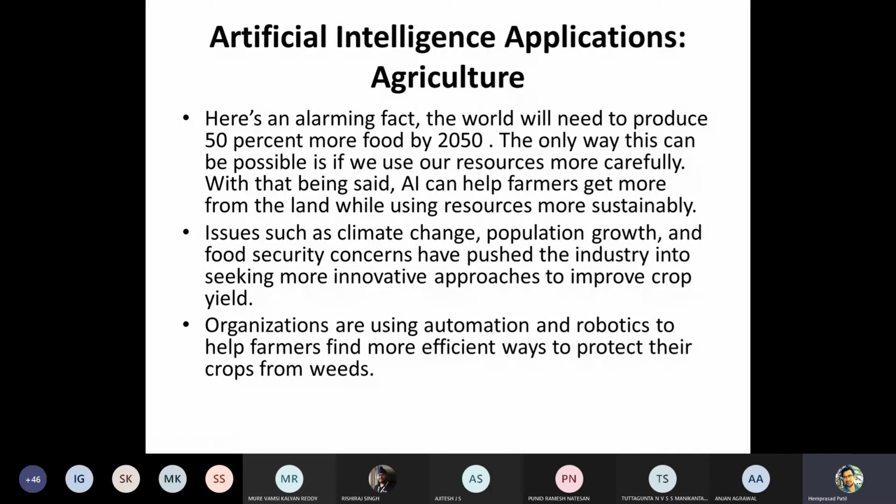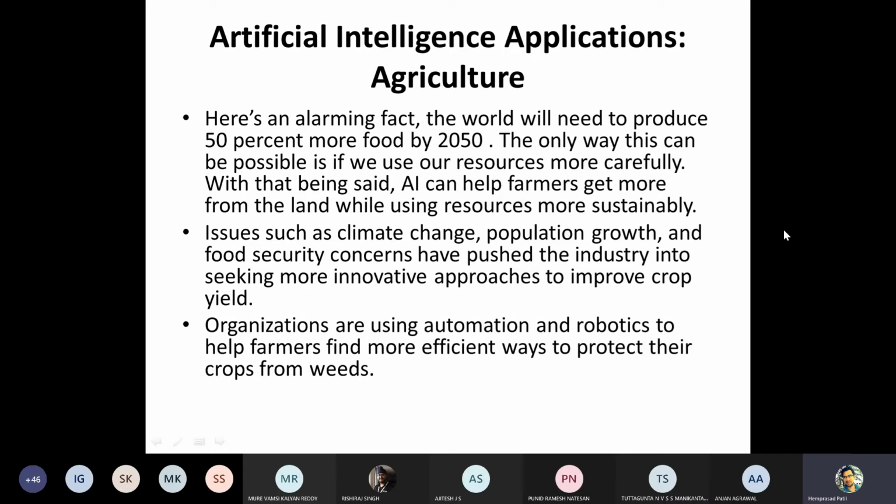Then another domain is agriculture. So we know that it is an alarming fact that the world will need to produce 50% more food by 2050. So, if we are producing 100%, we need 150% by 2050, and the cultivable land is limited. So we have to increase the yield. Okay, we have to increase the amount of yield that is produced from the cultivated land.